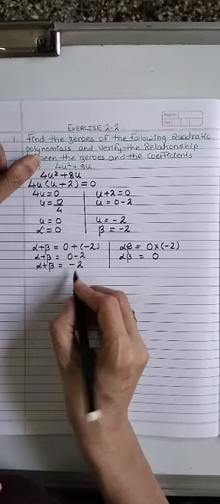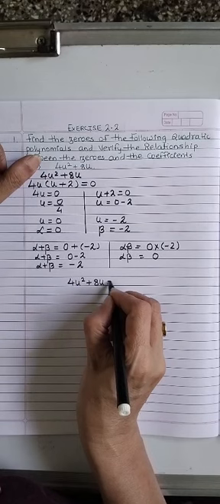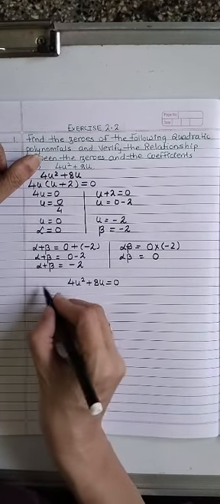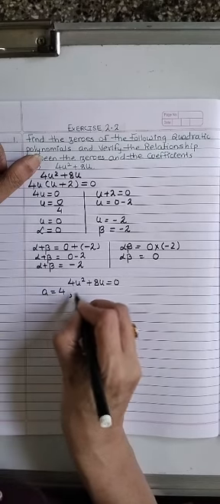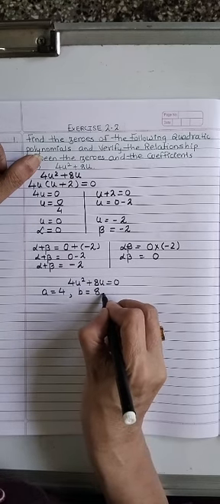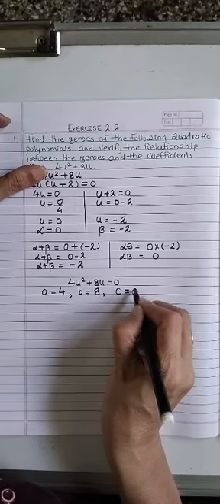For that we will write our equation 4u square plus 8u is equal to 0. We'll write a, b and c for the given equation. A is equal to 4, which is the coefficient of u square. B is the coefficient of u, so b is equal to 8. C is the constant term, here c is missing, so c is equal to 0.